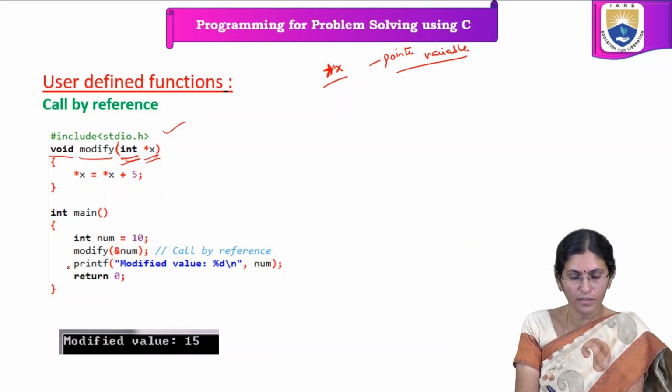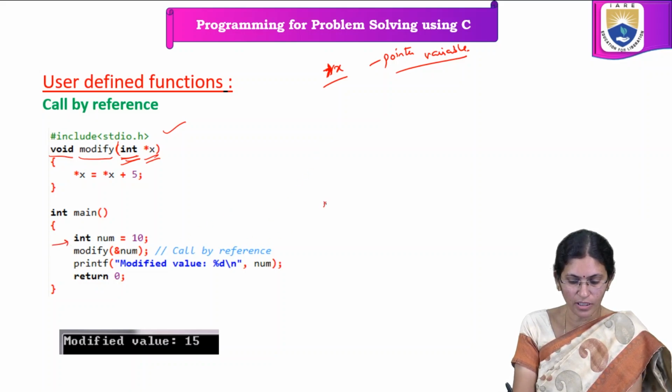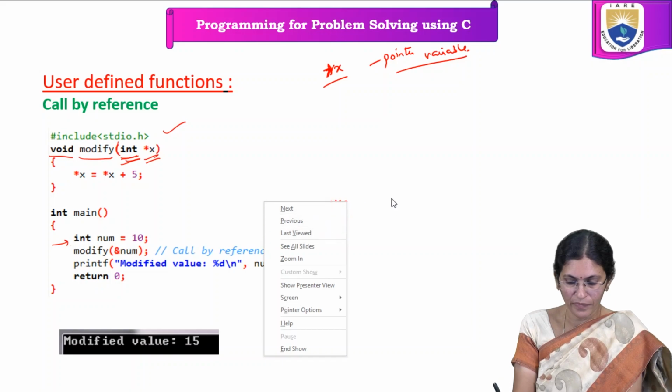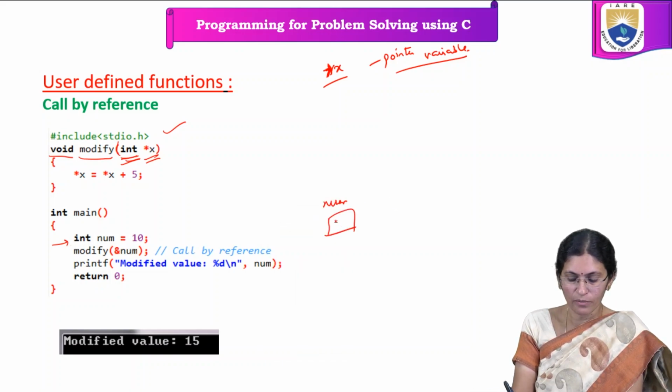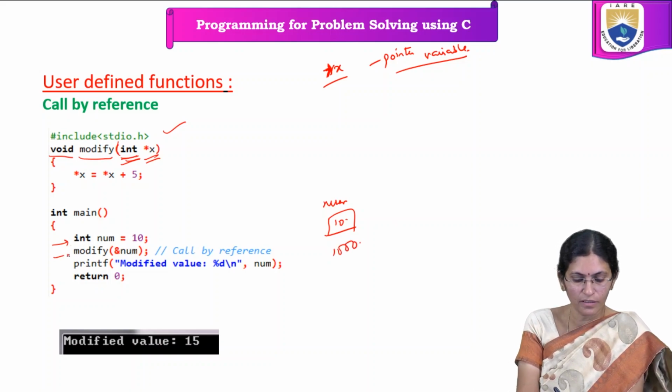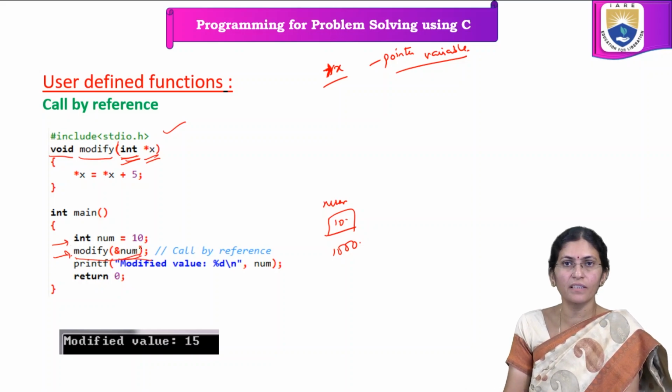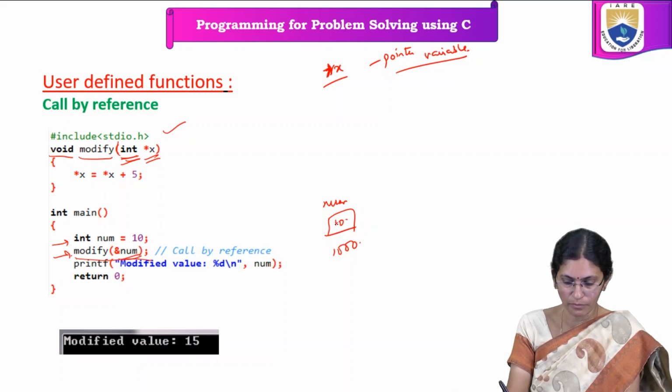So here let us understand the working of this function. So int main, control is transferred here. In the main function, num value is equal to 10. So the value of this num variable is equal to 10. Suppose this is having the address 1000. Whenever the control is transferred here, a function call is there. So this is call by reference. What we are doing here is we are passing the address of this variable num.